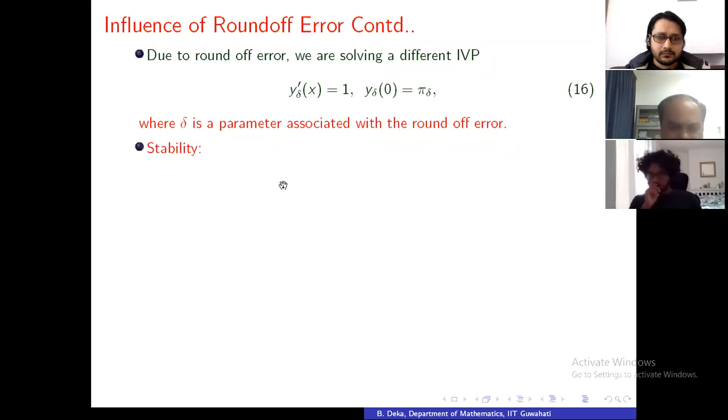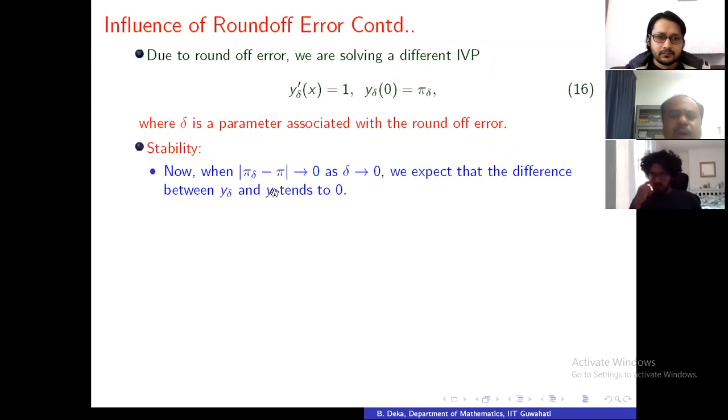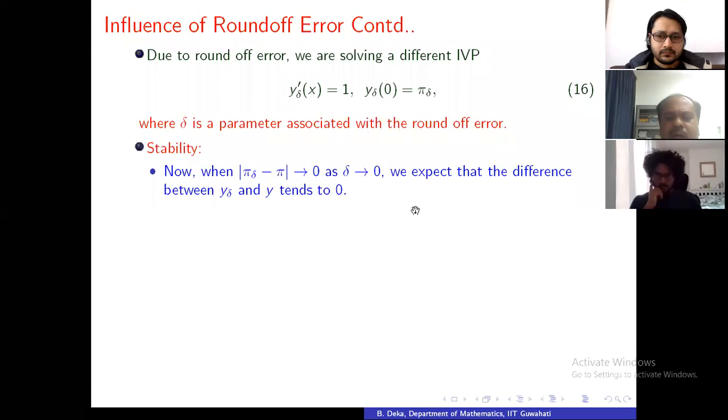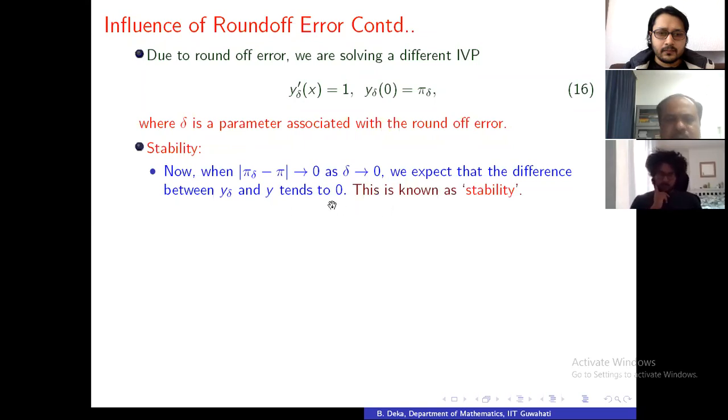Now what do you mean by stability? Stability tells you that if your round off error is very small, that means if pi delta minus pi tends to 0 when delta tends to 0, so that you can make the round off error arbitrarily small, then you can expect that the difference between y and y delta will be negligible. So the perturbation of your given data should not influence your solution. If your perturbation is very small, then accordingly you can expect a small perturbation in the solution. So if pi delta minus pi tends to 0, then y minus y delta will tend to 0. In this case, this is known as stability.